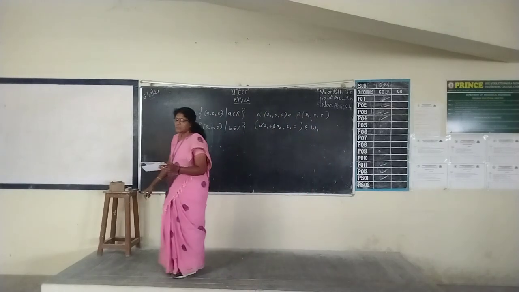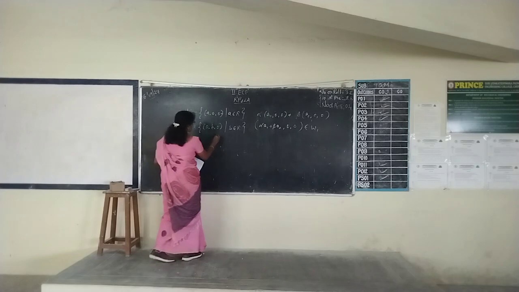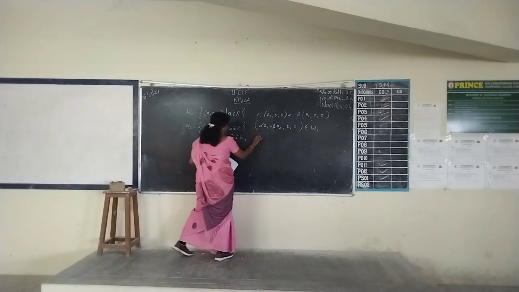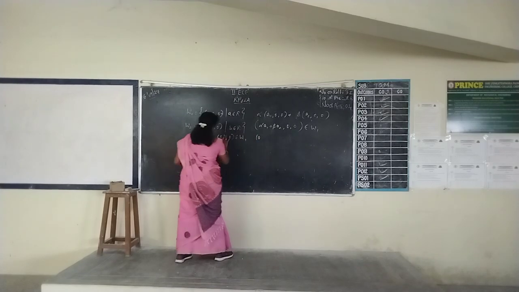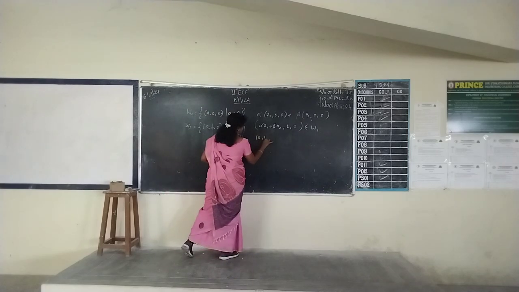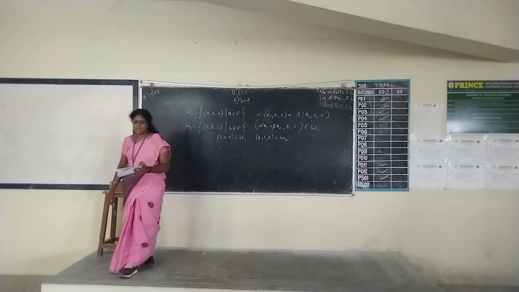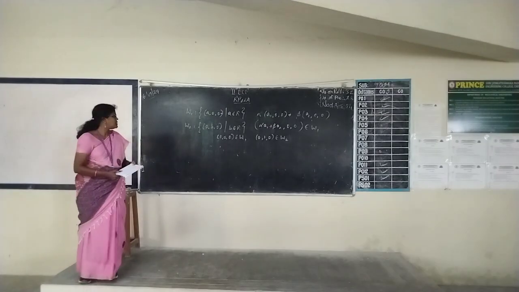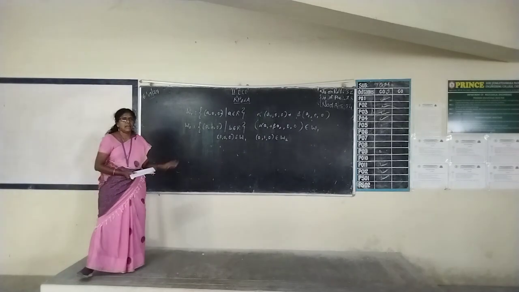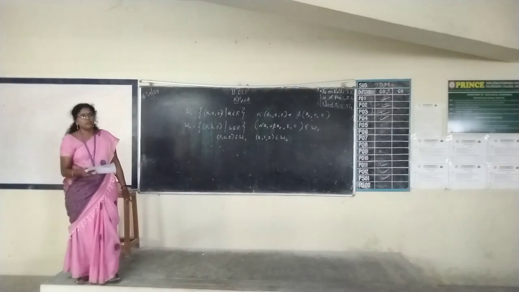So we have 1, 0, 0 belongs to W1 and 0, 1, 0 belongs to W2. Okay, so add both. What will you get? Just directly add. Whether it belongs to W1 union W2?